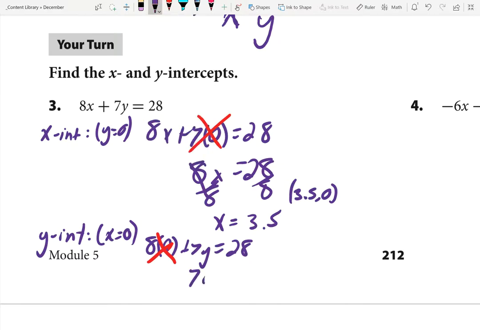And now we have just 7y equal to 28. So when we solve for this, we get y is equal to 4. So we know that the y-intercept is at 4. And there's your 2 points.